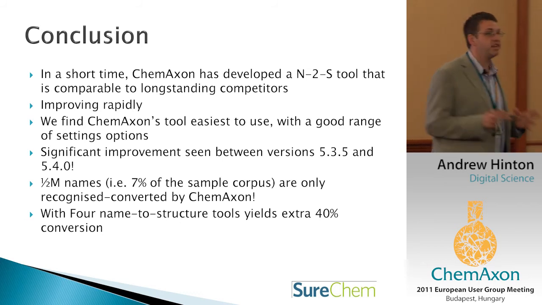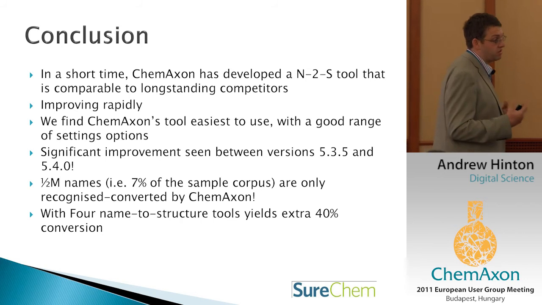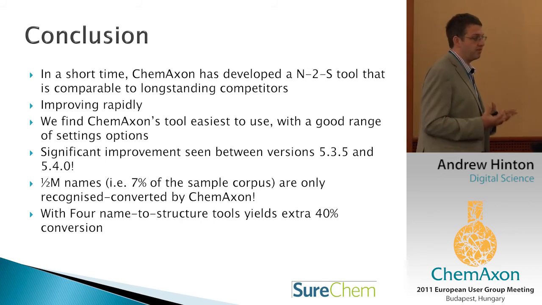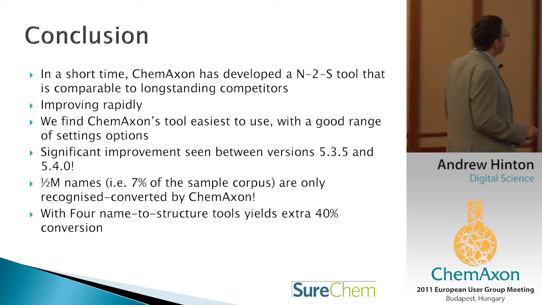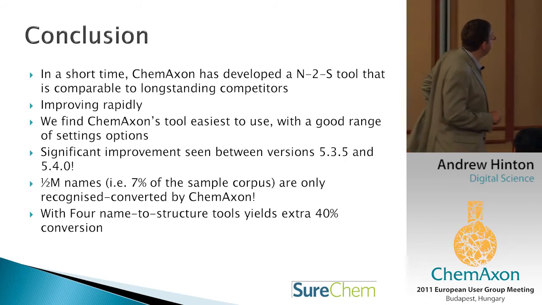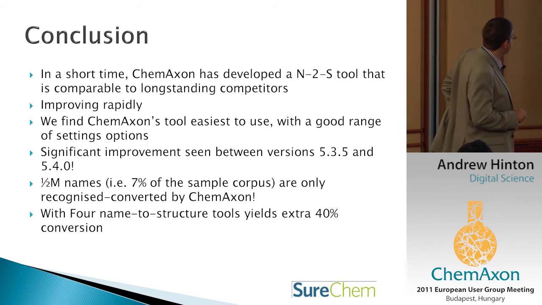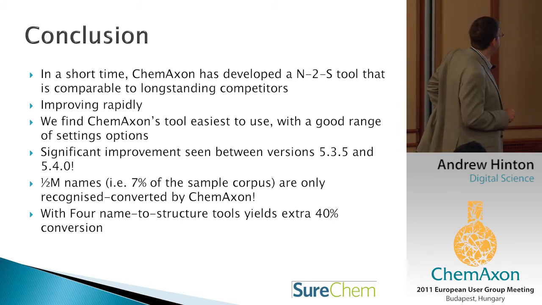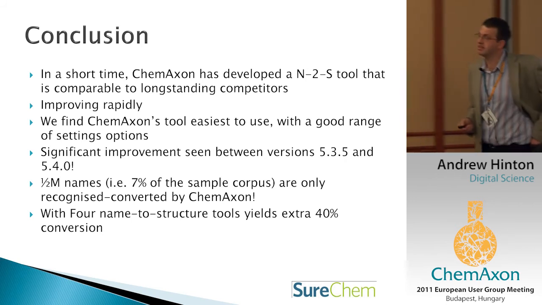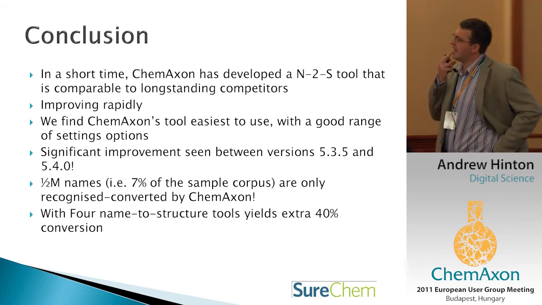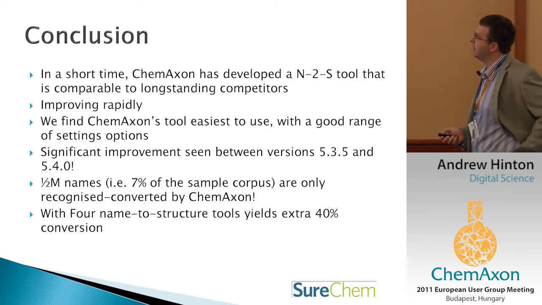They're just doing a better job of the chemical name structure recognition and conversion than they were doing previously. So this leads us to conclude that in a short time, ChemAxon has developed a name-to-structure tool we feel is comparable to its long-standing competitors. And we've shown, I think, that it's improving rapidly.